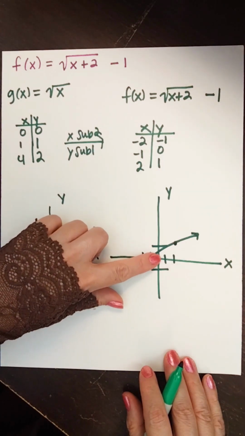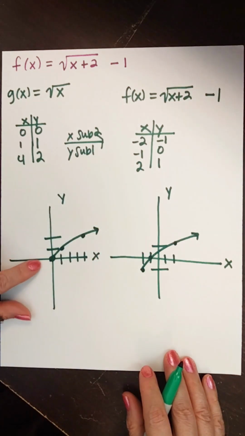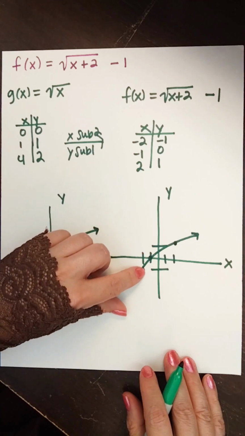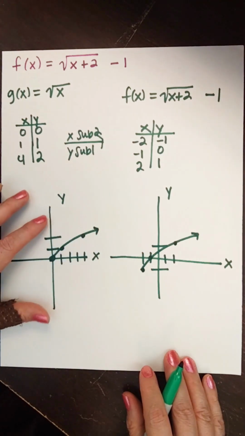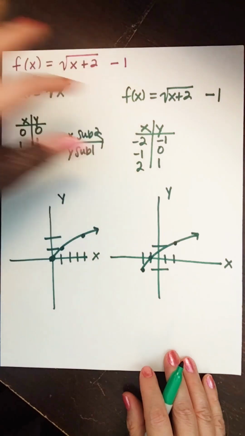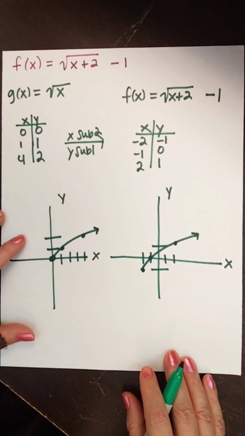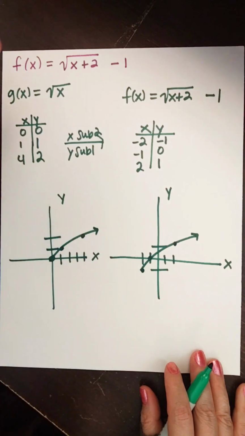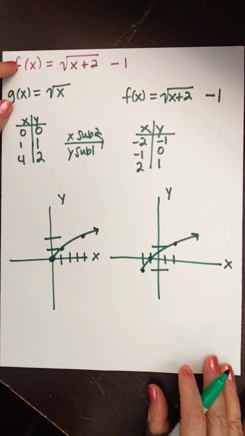So we went from the origin, right? From 0, 0, we went left 2, down 1. And of course, we did that to all the points in this graph. We just followed these specific points here. And that's it. That's the answer for f of x equals square root of x plus 2 minus 1. That is the graph using transformations.